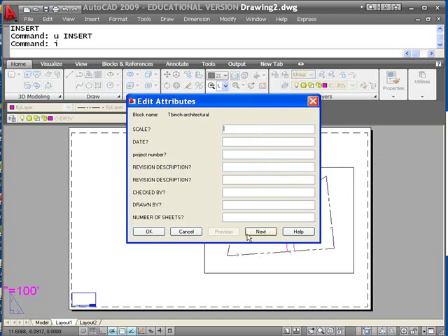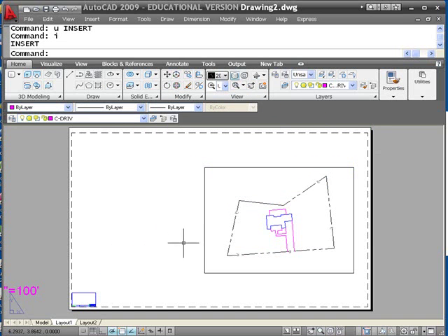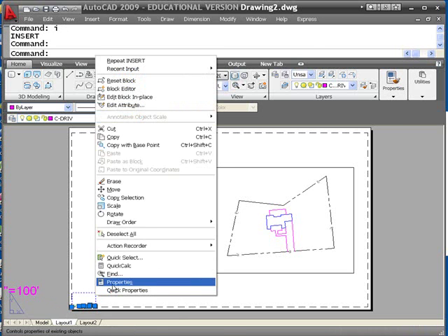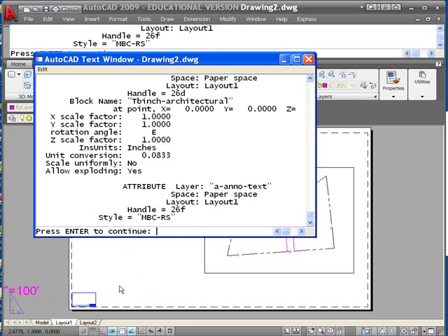I'll bring it in, and it asks me for some attributes because Meredith put some attributes in there, but I'm just going to cancel. Now I'm going to ask, what on earth happened to my title block? You take a look at that. That title block came in much too small. If I were to select it, right click, actually let's just do a list.